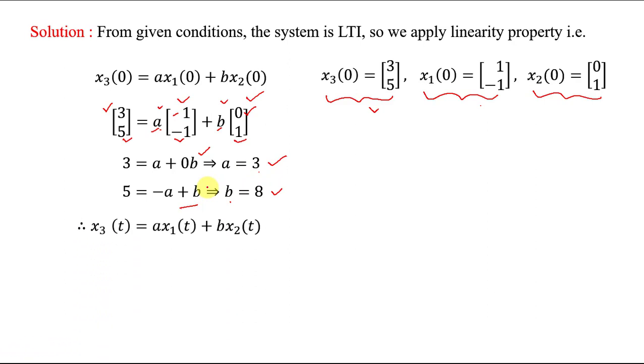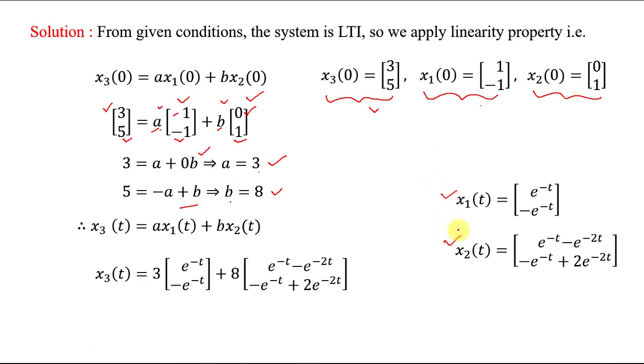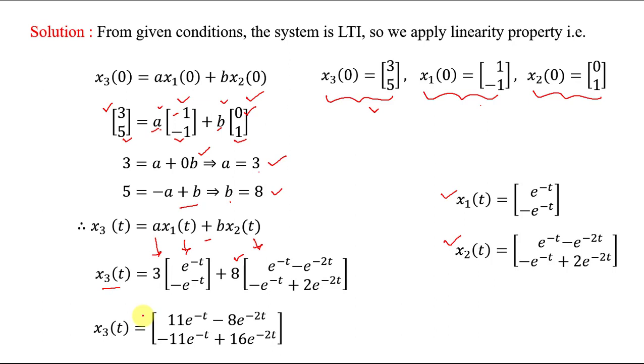Therefore x3(t) equals, again by linearity property, a x1(t) plus b x2(t). x1(t) is given, x2(t) is again given, so by putting the values, x3(t) equals the value of a, which is 3, times x1(t) plus the value of b, that is 8, times x2(t), and we will solve it. So the value of x3(t) equals 11 e^(-t) minus 8 e^(-2t) and minus 11 e^(-t) plus 16 e^(-2t).